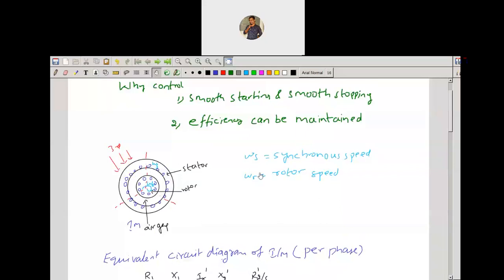And you can take omega r or omega m, whatever. There is no problem. In some textbooks they will mention omega ms as the synchronous speed of the motor, or they will call it the speed of the rotating magnetic field. And the omega r, they will represent as omega m, the speed of the rotor or speed of the motor. So there is no bother while representing these speeds with different letters.